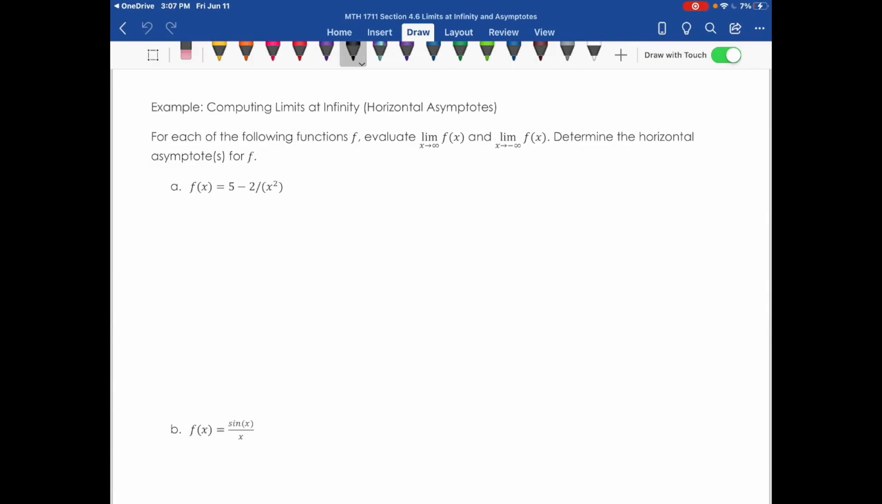So we're going to find the limit in these examples A, B, and C. We're going to find the limit as x approaches infinity and negative infinity for each of these functions so that we can determine the end behavior for these functions.